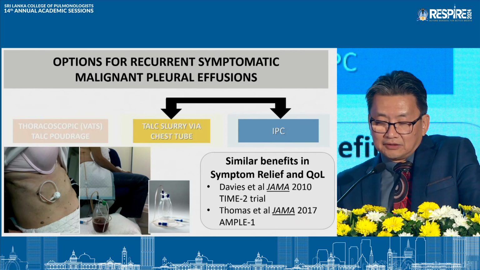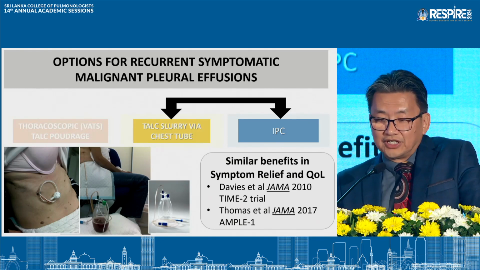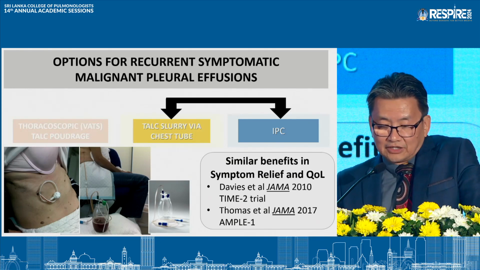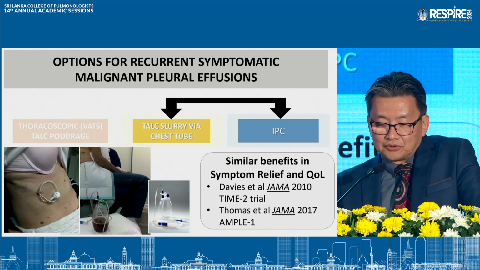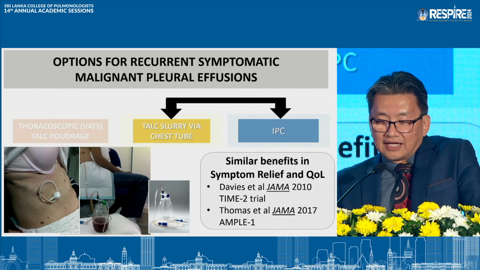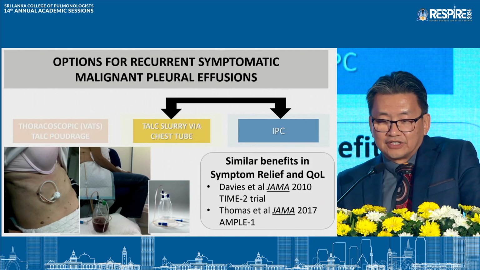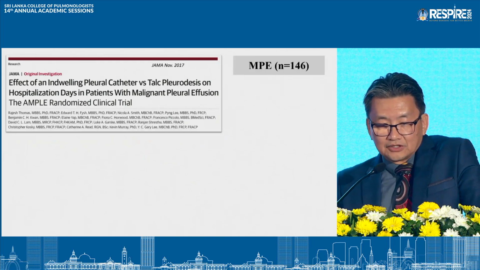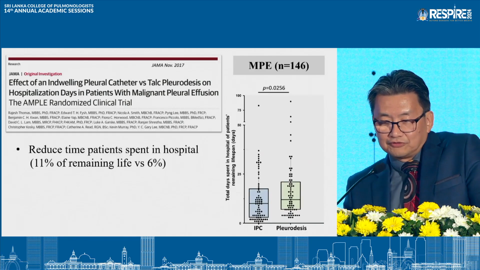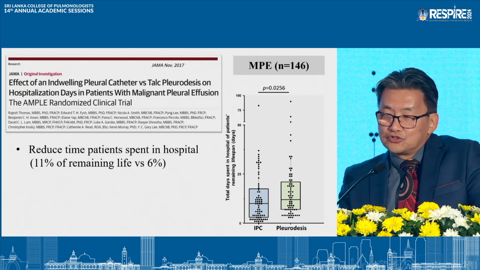And the two most commonly cited randomized trials are the TIME2 study from the UK group published in JAMA, and also the Australasian malignant pleural effusion trial from my group, also published in JAMA. Both studies show that IPC can improve symptoms and quality of life as well as talc slurry through chest tubes.